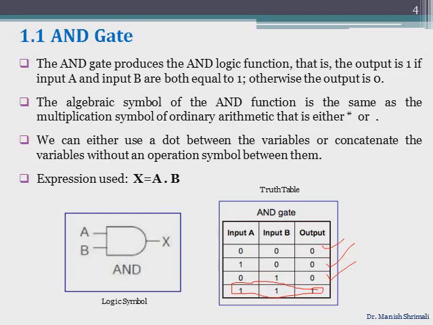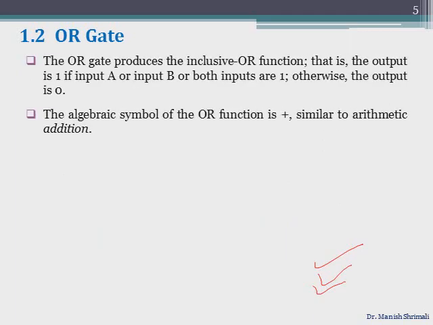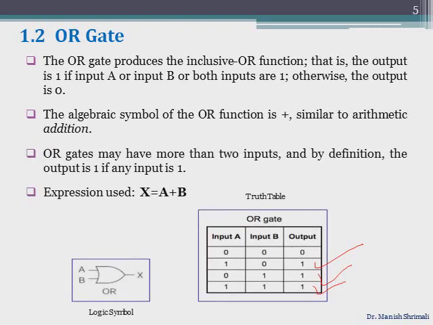Now next we have the OR gate, and it produces the inclusive OR function, that is, the output is 1 if input A or input B or both the inputs are 1, otherwise the output is 0. The algebraic symbol of the OR function is plus, similar to arithmetic addition. OR gates may have more than two inputs, and by definition the output is 1 if any input is 1. The expression used in the OR gate is x is equal to A plus B.